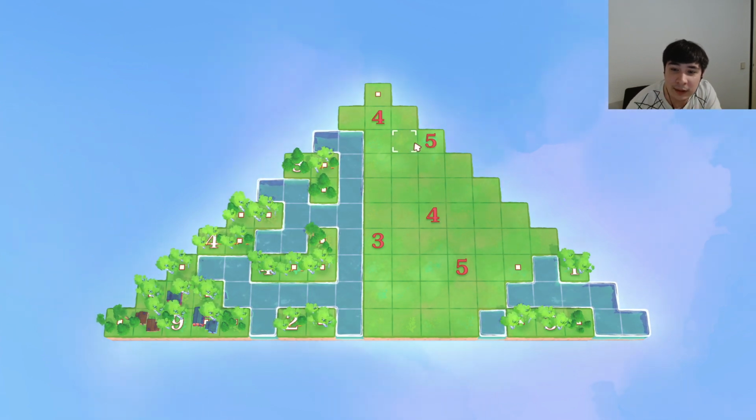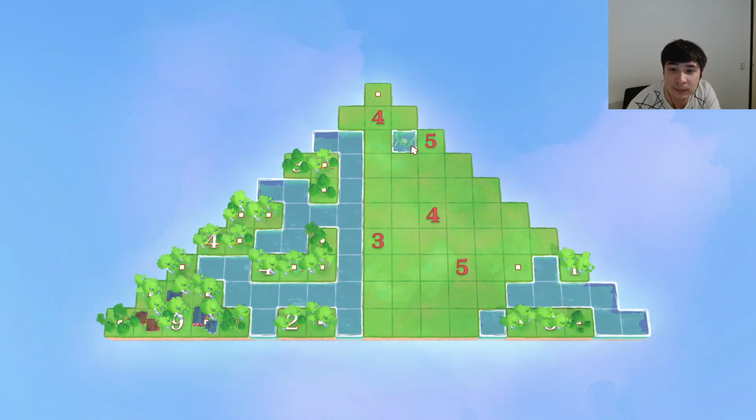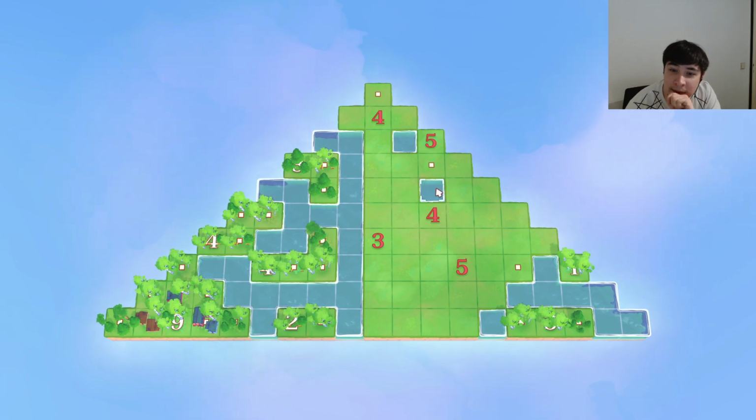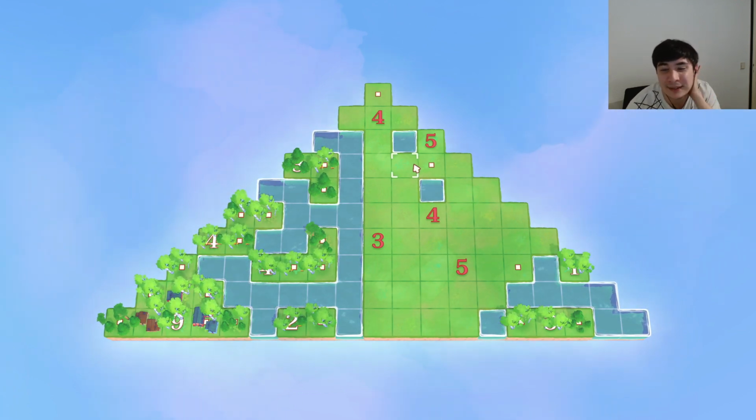This 5 over here can't go to the left because that locks in the 4, or that restricts the 4 to only these cells. So it goes down. And what next?